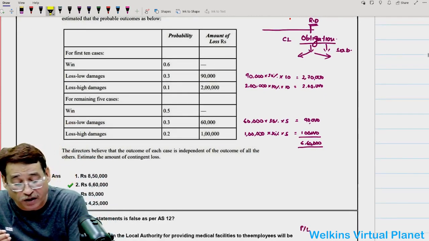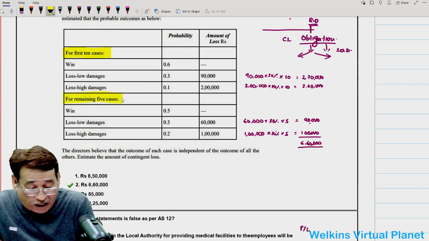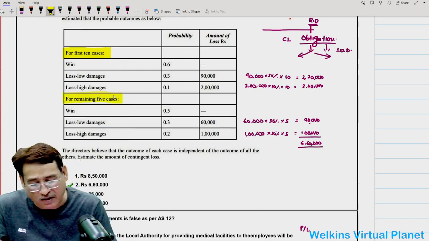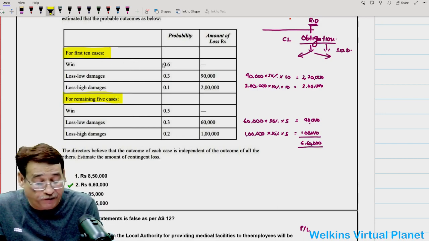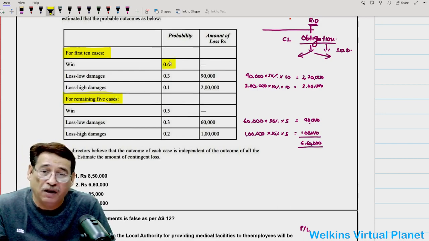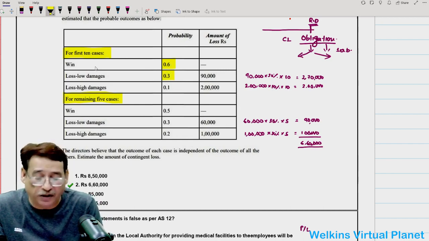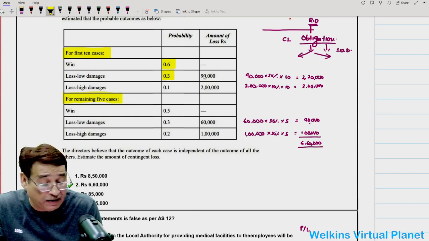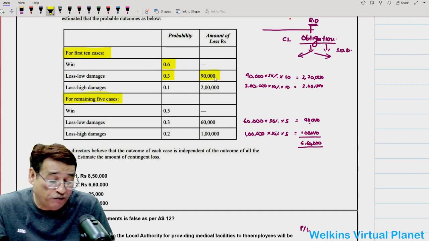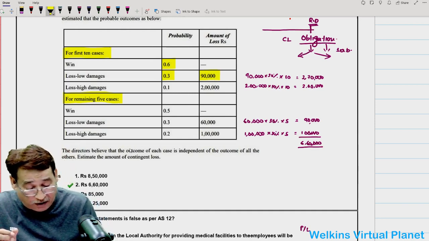See here, in the first paragraph it is given that there are 10 cases and remaining 5 cases. The question has given you some probabilities: the probability of winning the first 10 cases is 60%. But some of the directors might feel that we might lose the case, so there is a 30% probability that we may lose. In that case, we will have to give 90,000 per case.